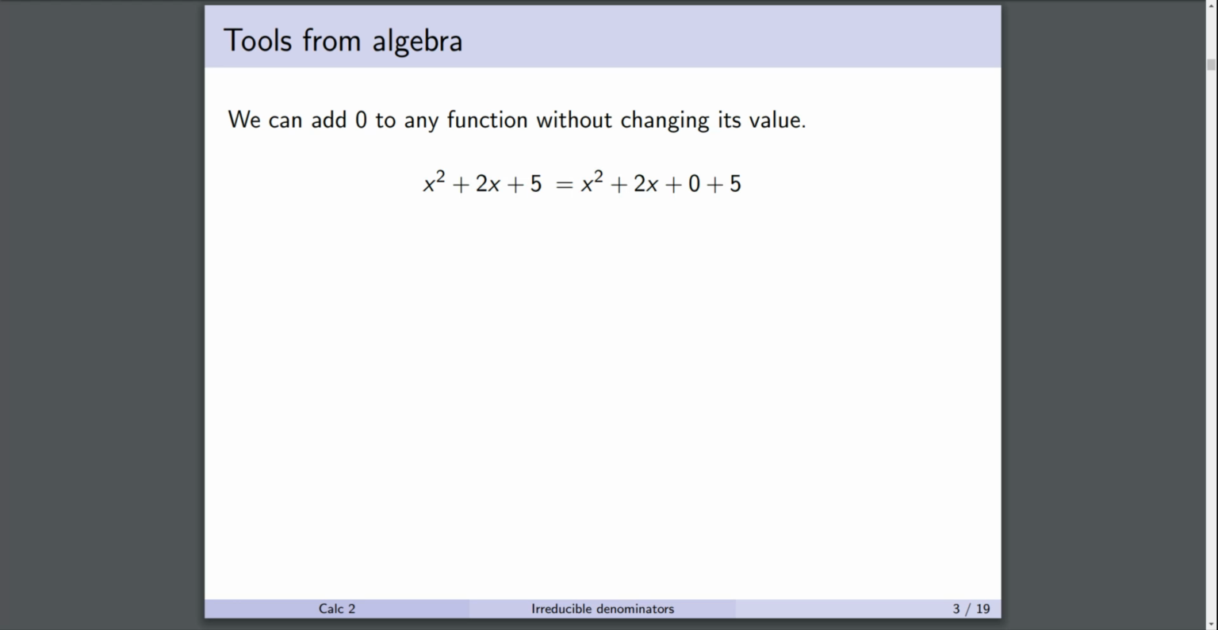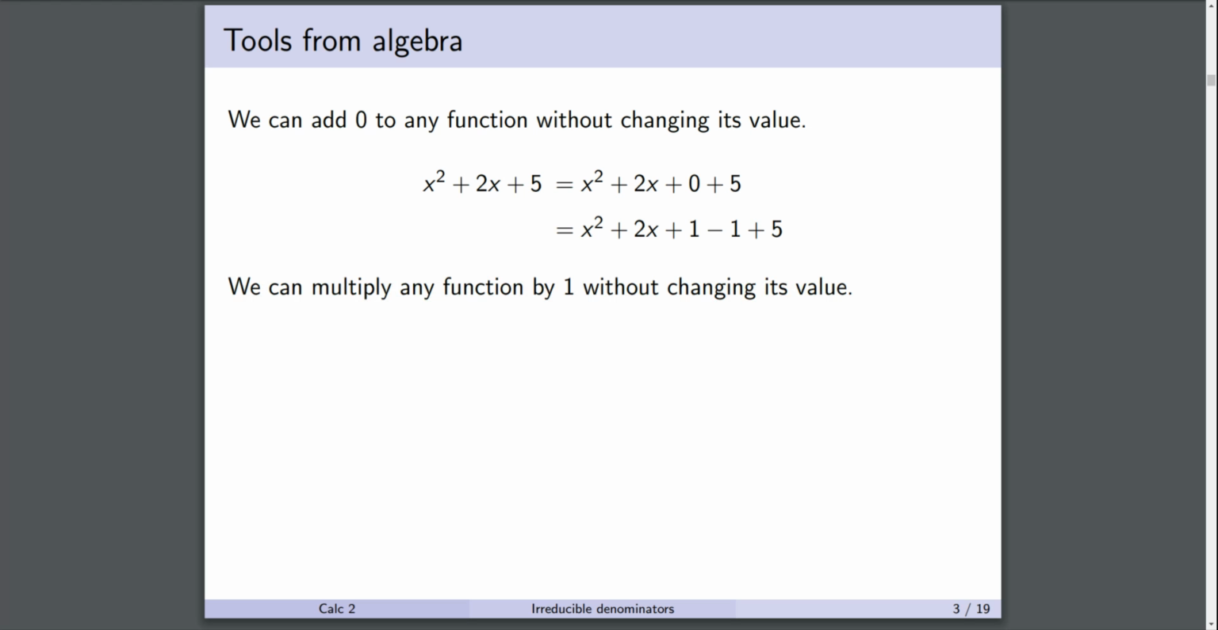First one is adding 0. So for any function, I can always add 0 without changing its value, and we're going to use this idea in a slightly different form. So here I added plus 1 and minus 1 to my function. The overall effect is just adding 0, and so I haven't changed its value.